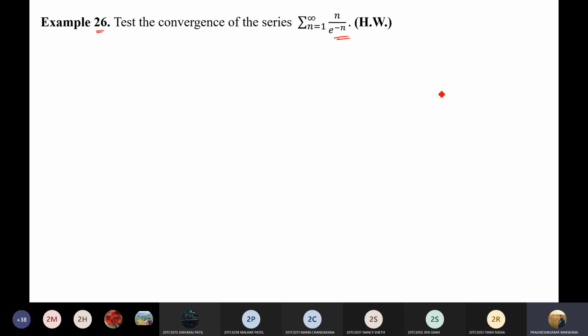What is the limit of u(n+1) upon u(n)? What is the answer of this limit? e. Any other answer?